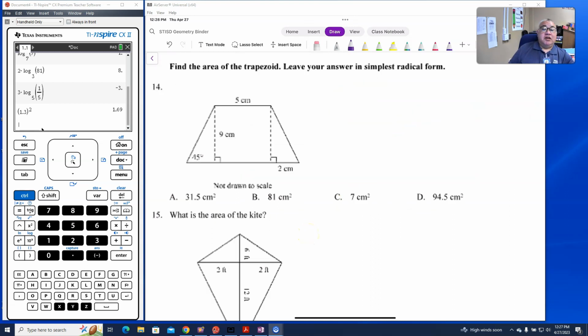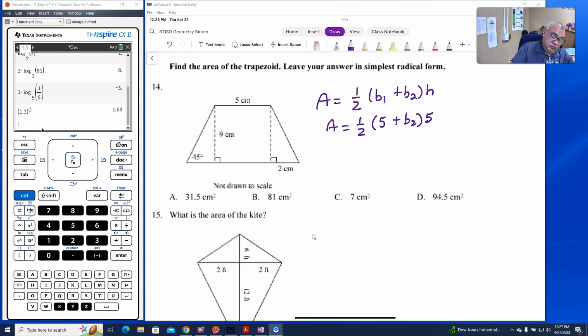For 14, we're going to find the area of the trapezoid. And to find the area of the trapezoid, it's going to be 1/2 times base 1 plus base 2 times the height. So we have A equals 1/2. Base 1 is 5. We don't know base 2. The height is 5. So we know that this is 45, and we know that's 90.